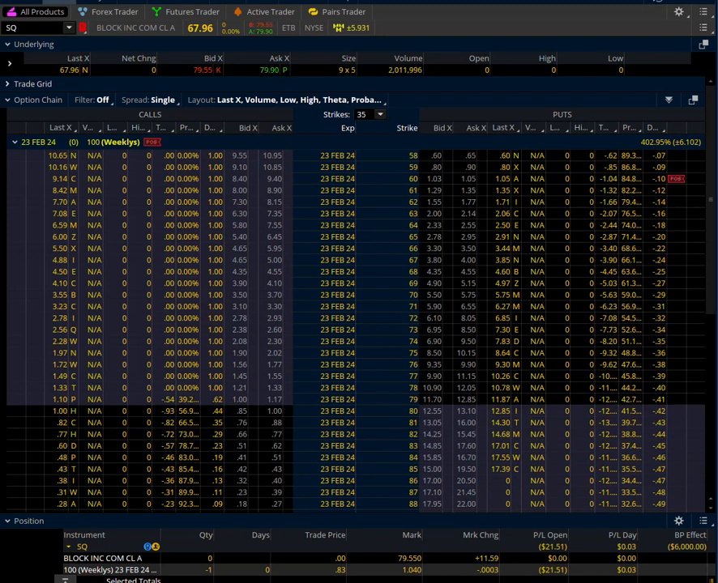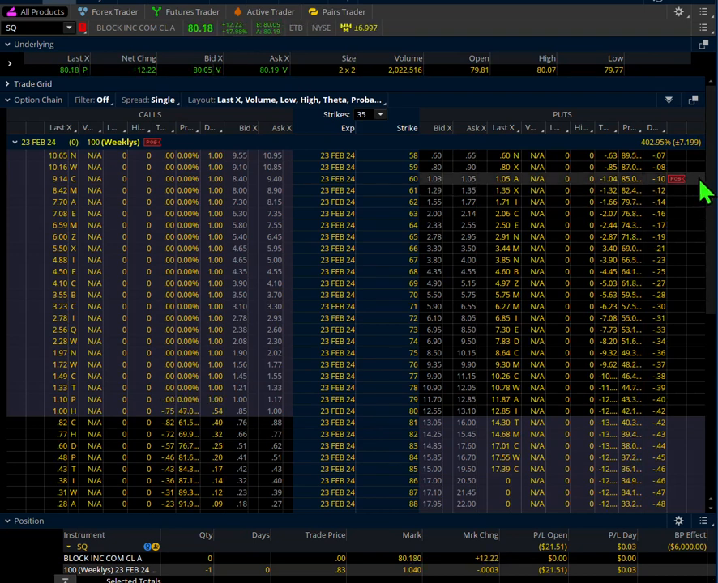Okay, we're under 10 seconds to the bell here. This is going to be so interesting to see. And we're off. So here's my position. Square's opening up over $80.